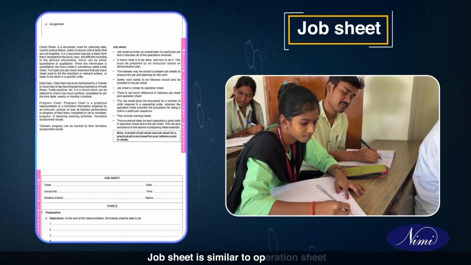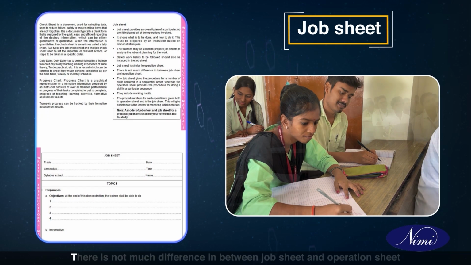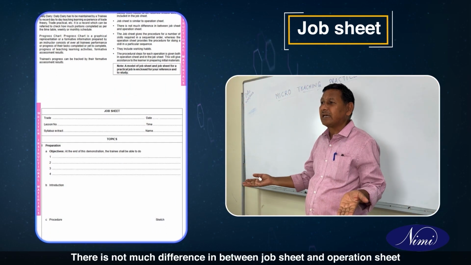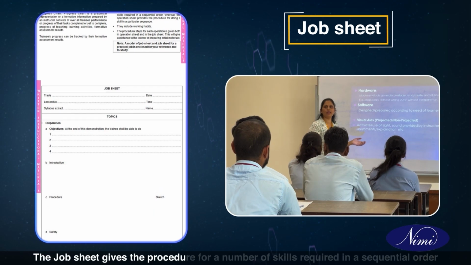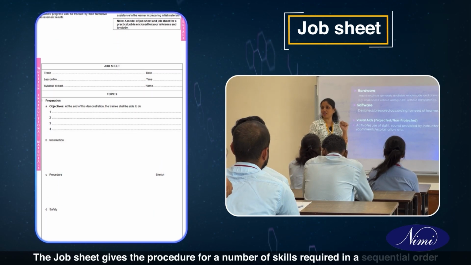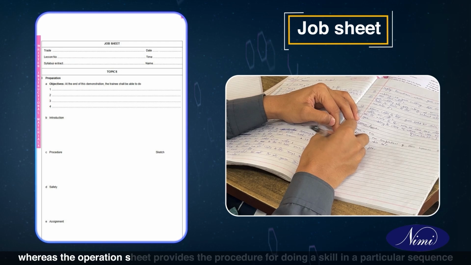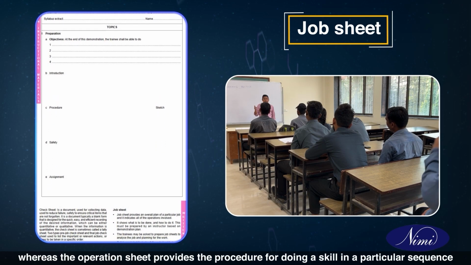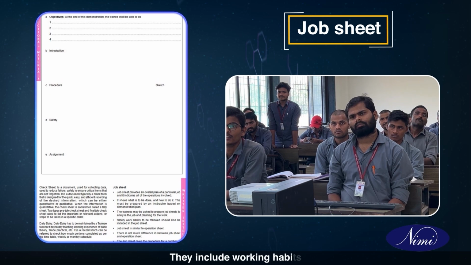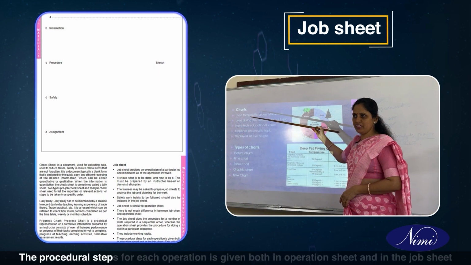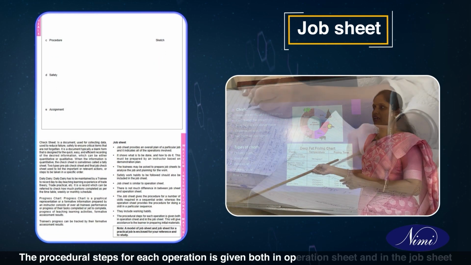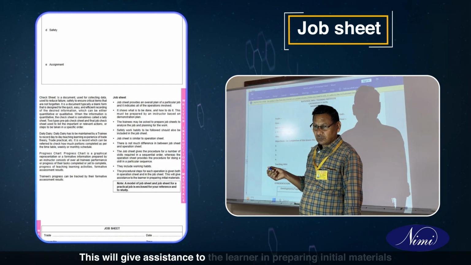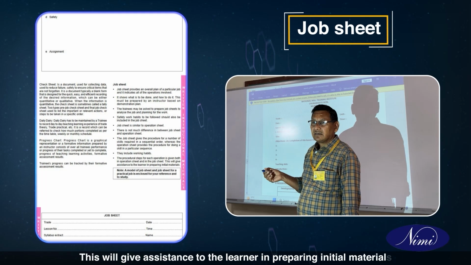A job sheet is similar to an operation sheet. There is not much difference between a job sheet and an operation sheet. The job sheet gives the procedure for a number of skills required in a sequential order, whereas the operation sheet provides the procedure for doing a skill in a particular sequence. They include working habits. The procedural steps for each operation are given both in the operation sheet and in the job sheet. This will give assistance to the learner in preparing initial materials.